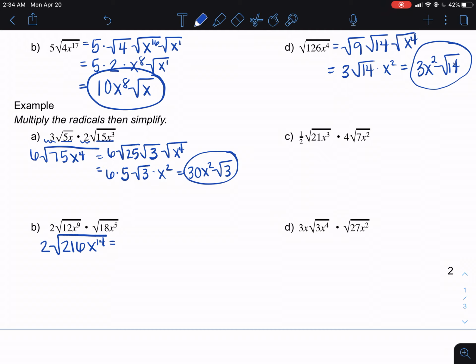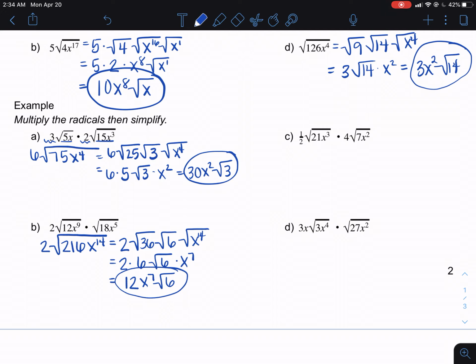So if we simplify this, we get 2. So looking for a perfect square in 216, we get the square root of 36 and the square root of 6. And then the square root of x to the 14th is even, so we're just going to leave it. So we can simplify. 2 times the square root of 36 is just 6, times the square root of 6, times the square root of x to the 14th gives us x to the 7th. 2 times 6 is 12. x to the 7th times the square root of 6.